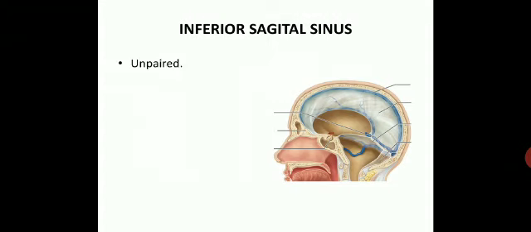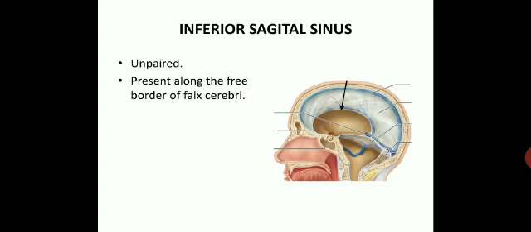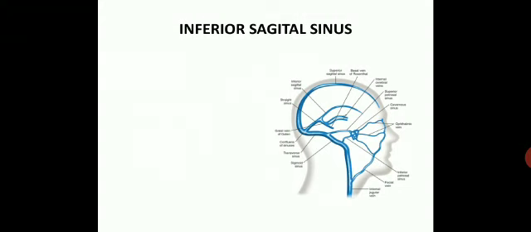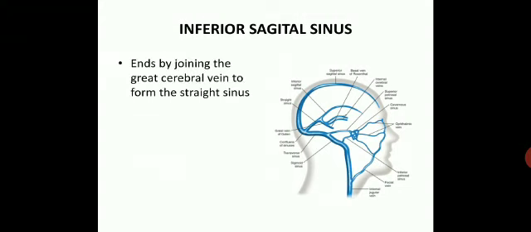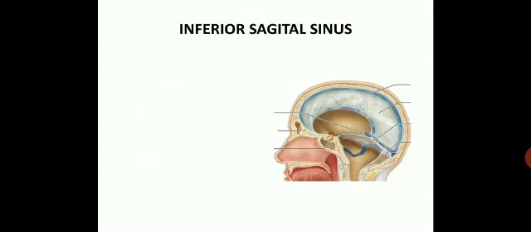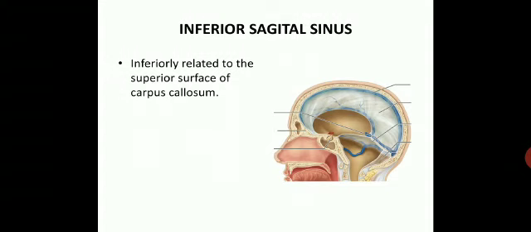Inferior sagittal sinus. It is an unpaired sinus present along the free border of the falx cerebri, particularly in the posterior two-thirds of the free border of falx cerebri, and it ends by joining the great cerebral vein to form the straight sinus. Inferiorly, it is related to the superior surface of the corpus callosum. The tributaries include the cerebral veins.